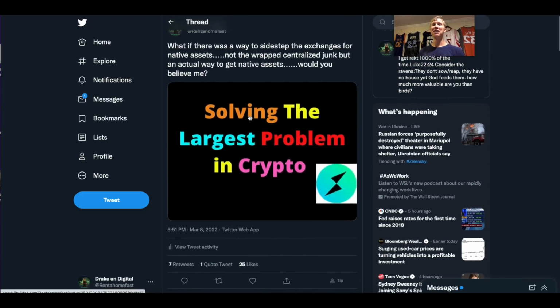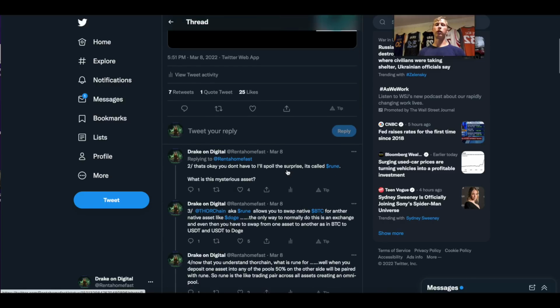Anyways, what if there is a way to sidestep the exchanges for native assets, not the wrapped centralized junk, but the actual way to get native assets? Would you believe me? This is where ThorChain comes into play.